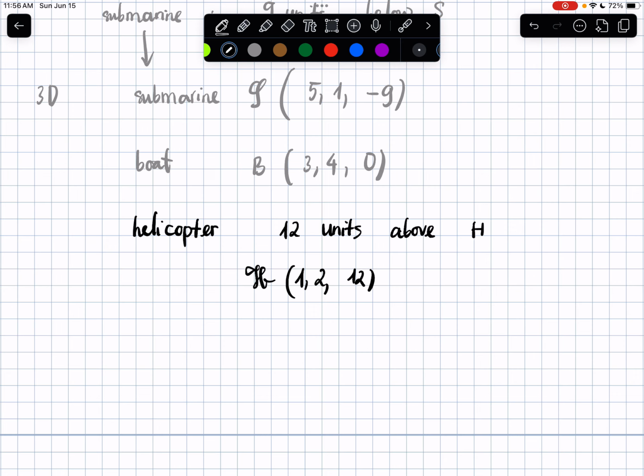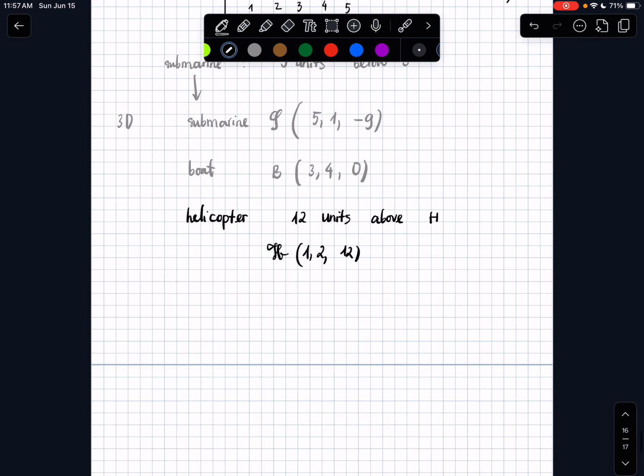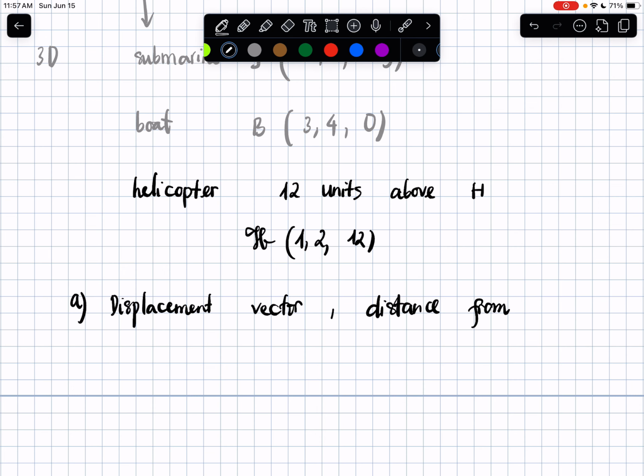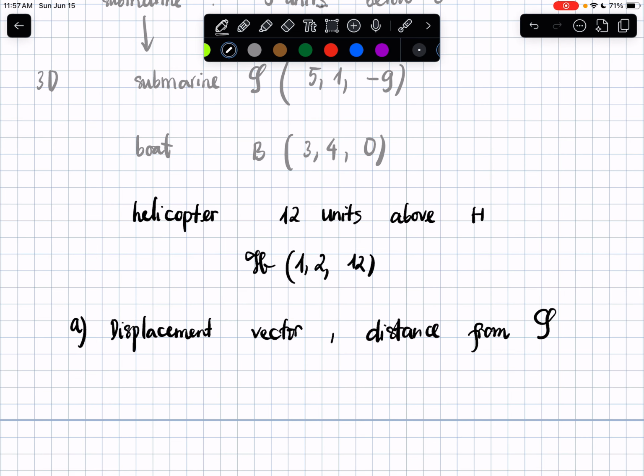Okay. So now what do we need to compute? The displacement vector and the distance from the submarine to the boat. The displacement vector, and the distance, which is the length of the vector from the submarine, which we call S, to the boat, which is B.